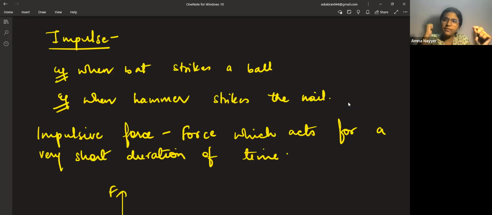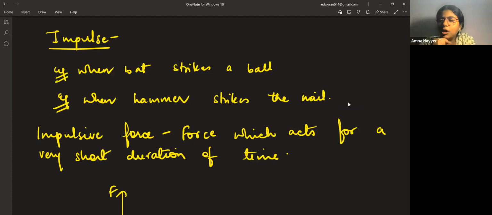So see, when the hammer is being struck, the hammer exerts a force on the nail, because of which the nail moves inside, right? So that force acts from the hammer to the nail, but it is for such a short duration of time because we move our hand backwards, right?